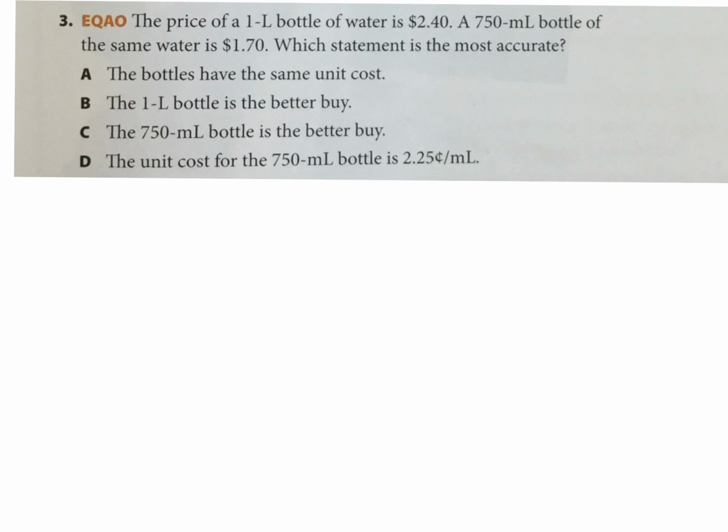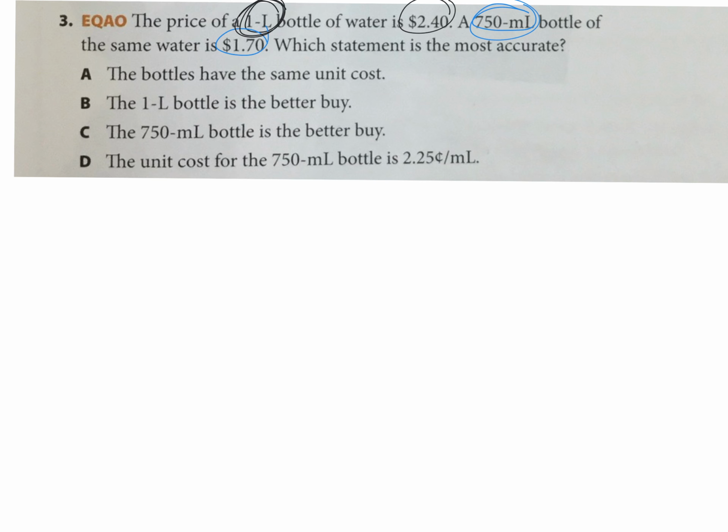Okay, so this question says the price of a 1 liter bottle of water is $2.40. So you pay $2.40 and you get a liter of water. But then there's a 750 milliliter bottle of the same water for $1.70. Which statement is the most accurate? Okay, so let's write down what we know about these 2 bottles. Can we compare the bottles if they have different units? This one's looking at liters, and this one's in milliliters. So they're different units, so let's make them the same unit.